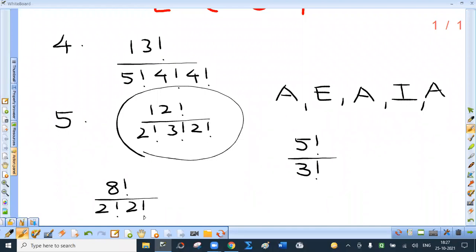Next line. Hence, the number of arrangements in which vowels are together is, see on the screen, write down this: 8 factorial upon 2 factorial into 2 factorial into 5 factorial upon 3 factorial.